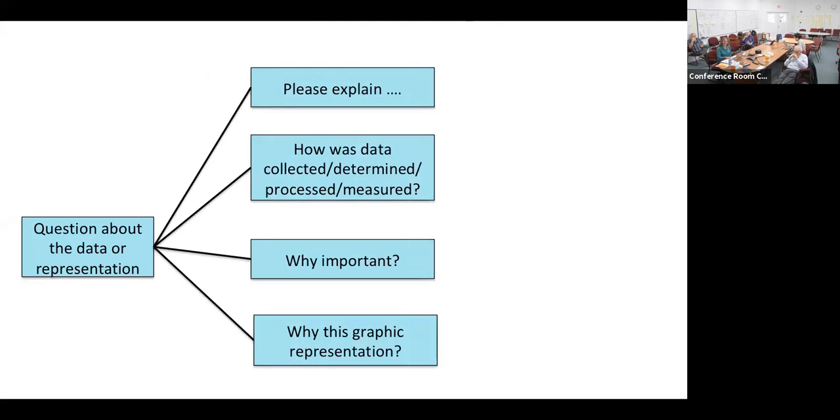So the first is what we call please explain questions. So these are questions where basically the participant was puzzling over what it was they were seeing. Like, what does it mean when the ocean gets more and more red? They really fundamentally don't understand something fundamental about what they're looking at. What do the symbols mean? What do the colors mean? What do the lines mean? What am I looking at?